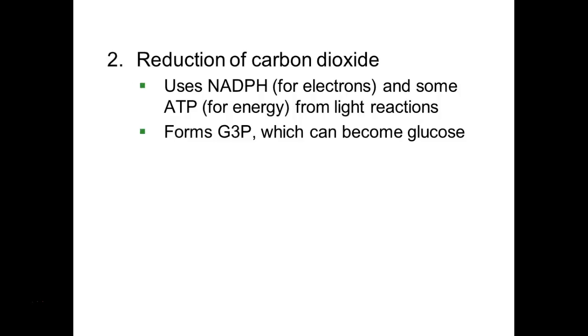Now, carbon dioxide is reduced. The hydrogen from NADPH is going to give the electrons, and ATP for energy from the light reaction is going to provide the necessary components to reduce carbon dioxide. Okay, remember, reduction is gain. So carbon dioxide is going to gain a hydrogen.